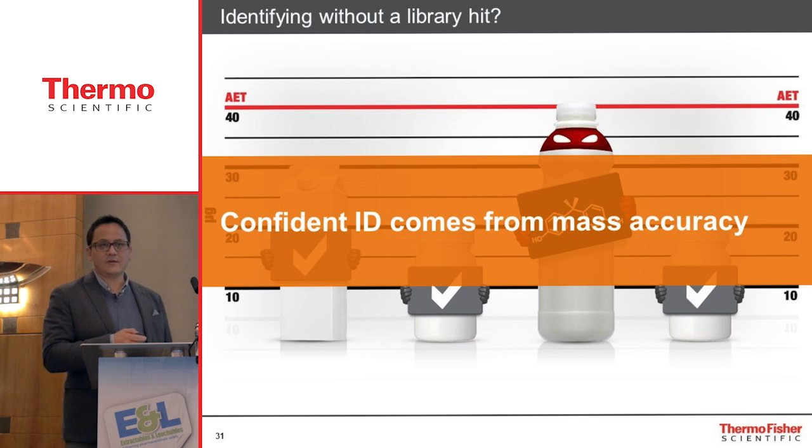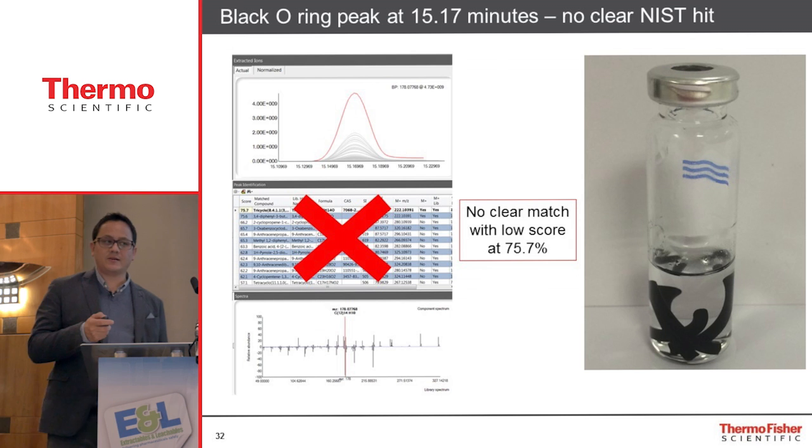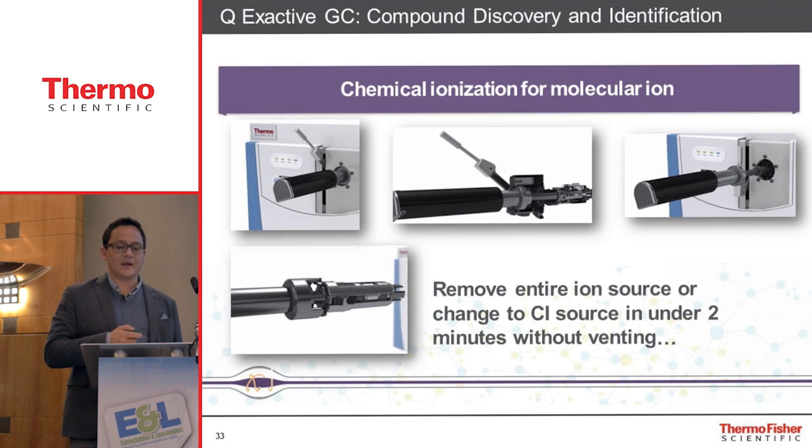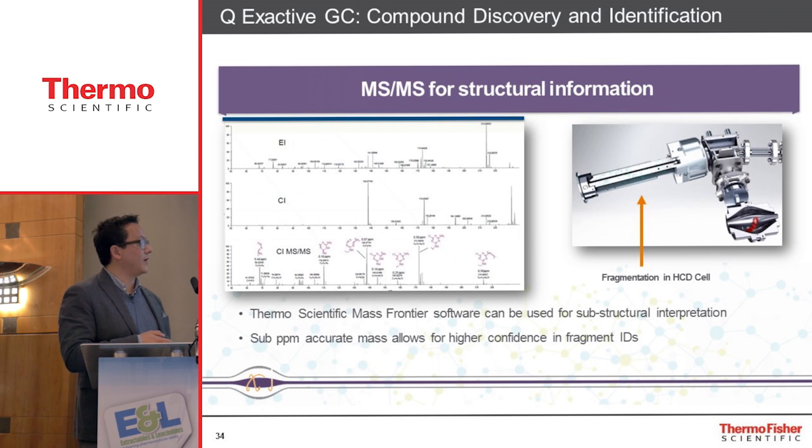So what about when you don't have a library hit? How do you identify an unknown without that additional backup resource of a library? This happens quite frequently, but what you're able to do is use orthogonal ionization techniques very, very quickly. We move from electron ionization to chemical ionization within about 2 minutes, and this is real. We run these samples together with Smithers, same day, same lab, within about half an hour of each other.